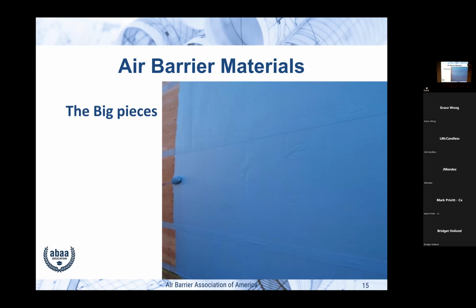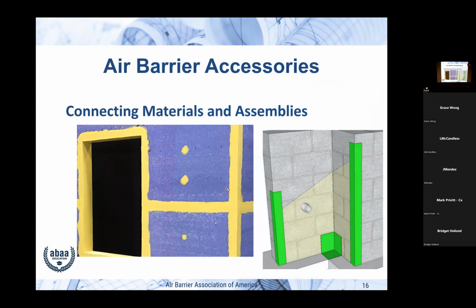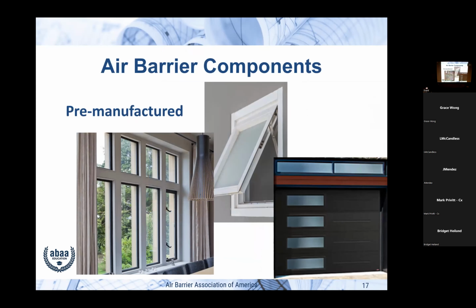So I mentioned a couple of times we call air barrier materials the big pieces. That could be buckets and rolls or sheets or whatever it is, but it's the main material that we're using to provide the plane of air tightness. And then we have the accessories, which join things together. Some examples of different ways that we can do that. And then we have the components.